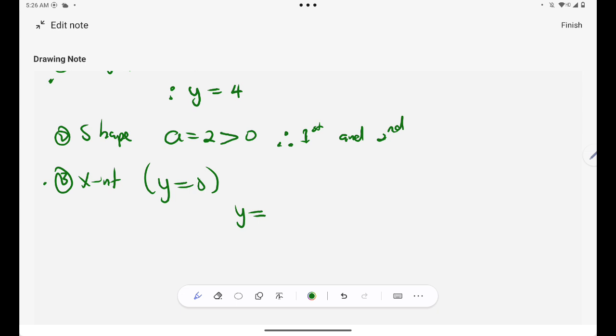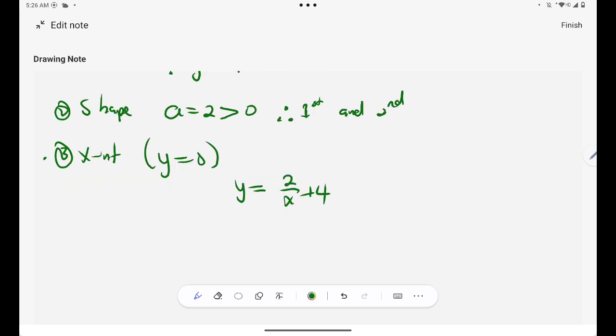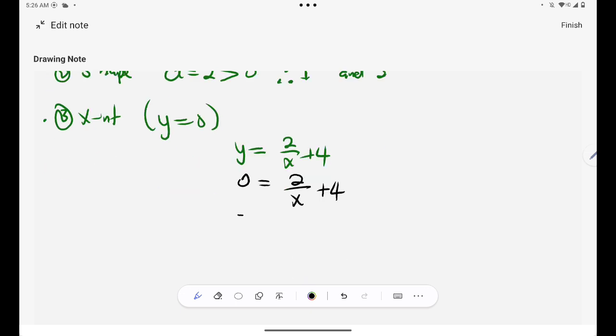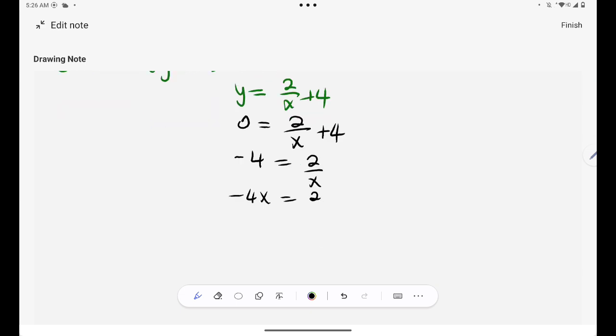So I know that I have y is equal to 2 over x plus 4. Right, together. If I make y 0, it simply means I'll have 0 is equal to 2 over x plus 4. Then I'll take 4 to the other side, it will be negative. I'll have negative 4 is equal to 2 over x. Then multiply both sides by x, and then x is equal to negative 2 over 4, which is negative 1 over 2. So this is my x-intercept.